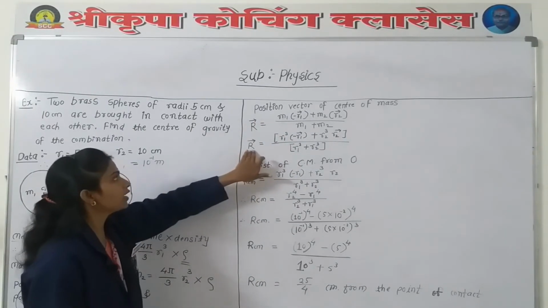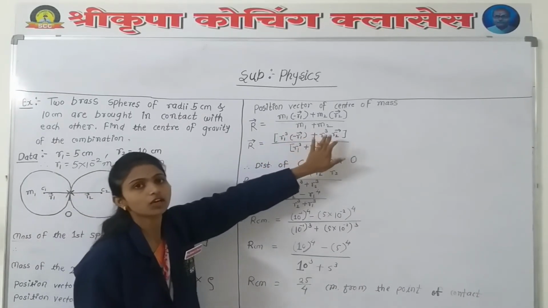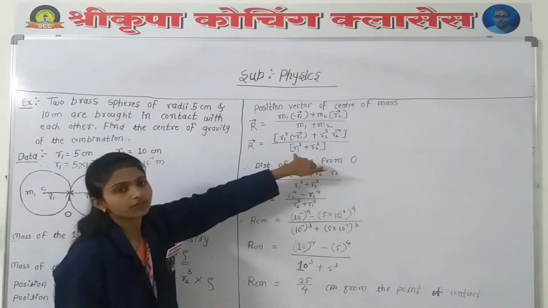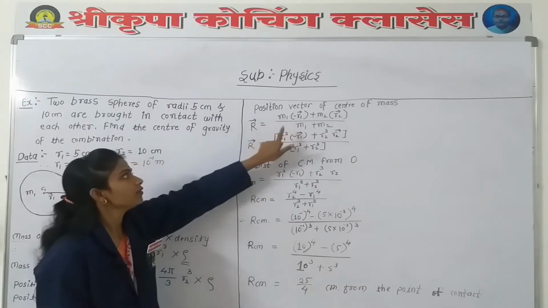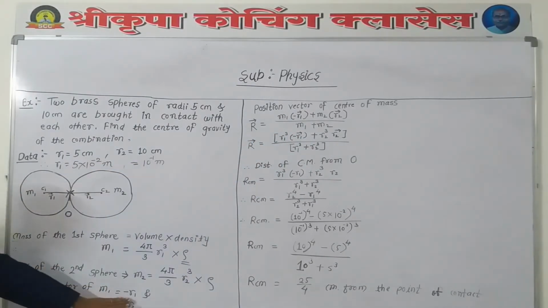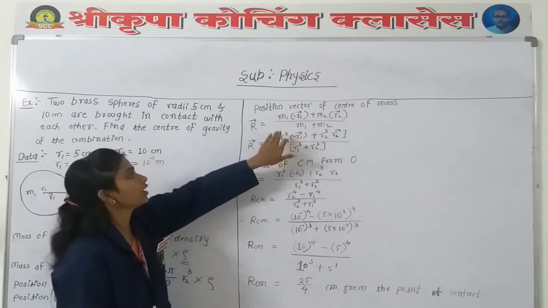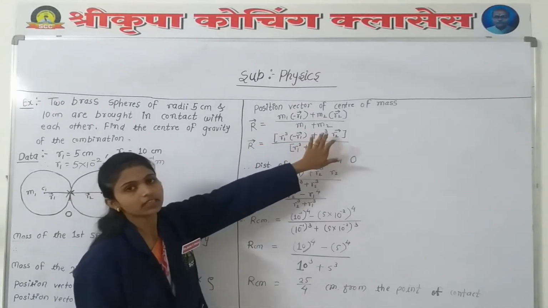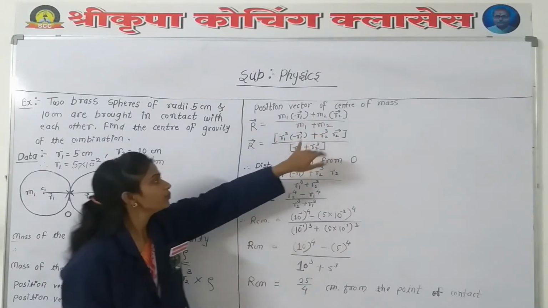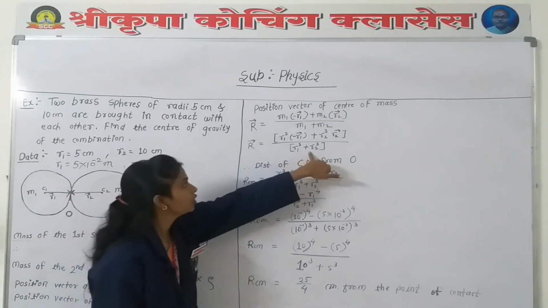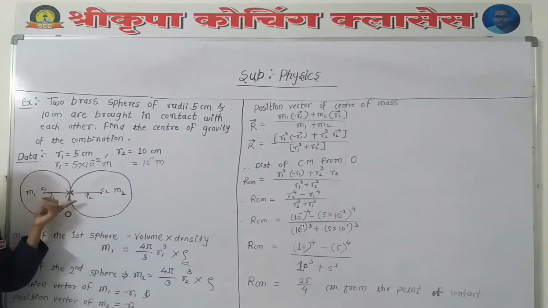Now capital R is equal to R1 cube into minus R1 vector plus R2 cube into R2 vector upon R1 cube plus R2 cube. Here the position vector of the mass M1 is taken as R1, therefore we put the value R1 bar, R1 cube, and for M2 we take R2 cube. Similarly, M1 and M2 give R1 cube plus R2 cube. These two vectors are directed along the same line.